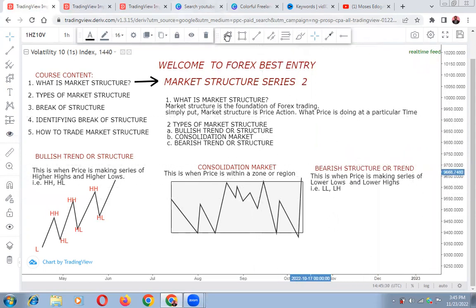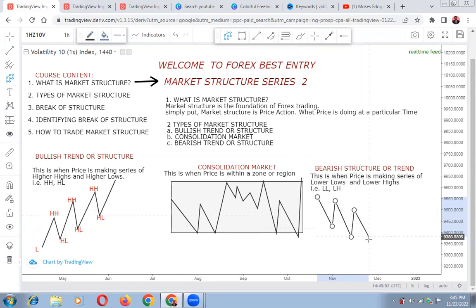Let me just give you examples so that you don't get bored. You have price coming like this, comes down. This is a high, gives us a low, gives us a lower high, because it's lower than this. It gives us a lower high, and the price comes and gives us a lower low, lower than this, comes up again, gives us another lower high, a lower low, a lower high, a lower low.